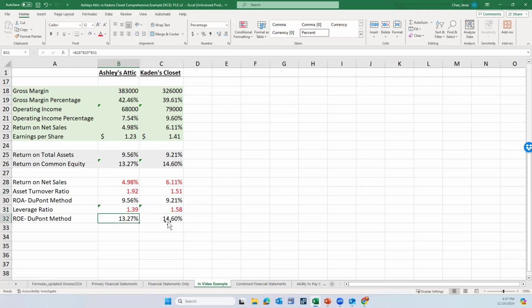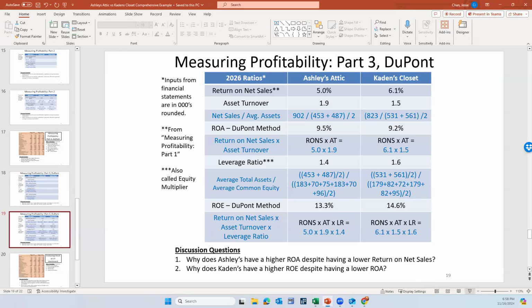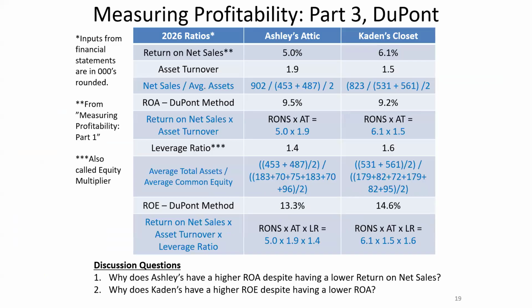So here we can see that part of the reason why Kadens Closet has higher ROE is because they have more leverage. So more leverage just means that they're using more debt to finance their balance sheet. And remember, leverage helps them magnify returns. So to the extent that Kadens Closet has positive ROA, the leverage helps them magnify the returns to shareholders. So if we return to the slides, right? So these are the similar numbers. So we can come back to our discussion questions.